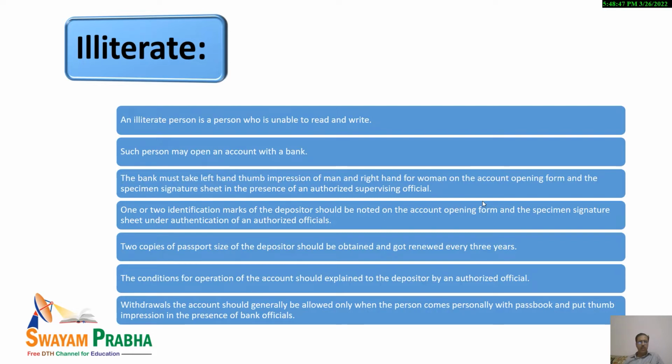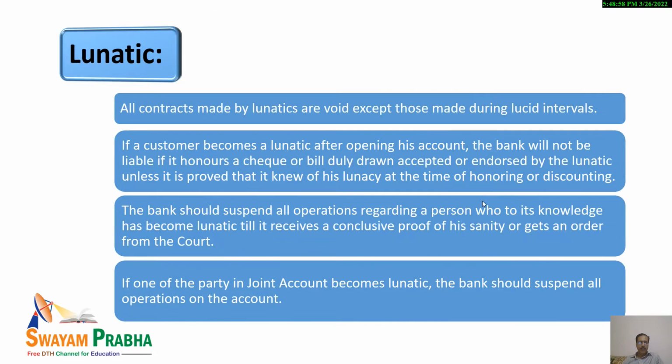So these issues should be considered by the banks while opening an account in the name of an illiterate person. Now, lunatic. First of all, who is a lunatic? A person who is of unsound mind. He is a lunatic, and as you know, all contracts made by lunatics are void, except those made during lucid intervals, when they are normal.